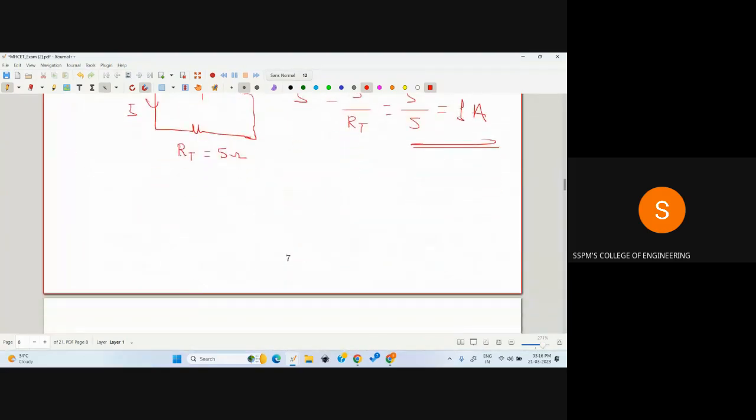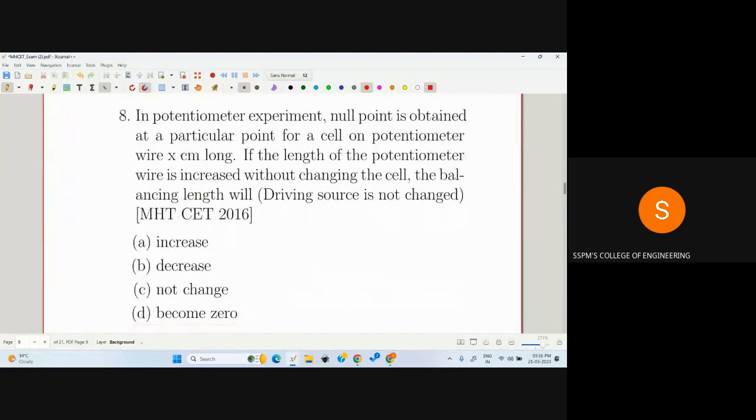The next example, let us see. The example is based on the potentiometer. In the potentiometer experiment, the null point is obtained at a particular point for a cell on the potentiometer wire x centimeter long. If the length of the potentiometer wire is increased without changing the cell, what would be the balancing length? That we have to find.